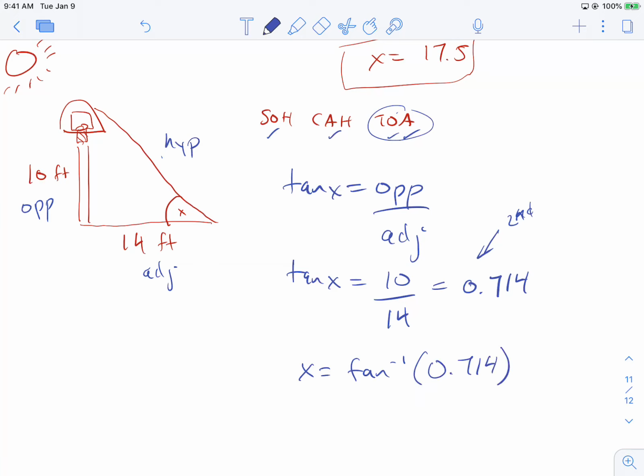So we'll use our shift, tan negative 1 of 0.714, and that gives me an x of 35.5 degrees for our angle. And we are in good shape. That is how we use the basic trigonometric functions there. There are going to be a little bit of tricky ones, but nothing you can't handle in your homework. So make sure you are doing that. Okay? Good luck.